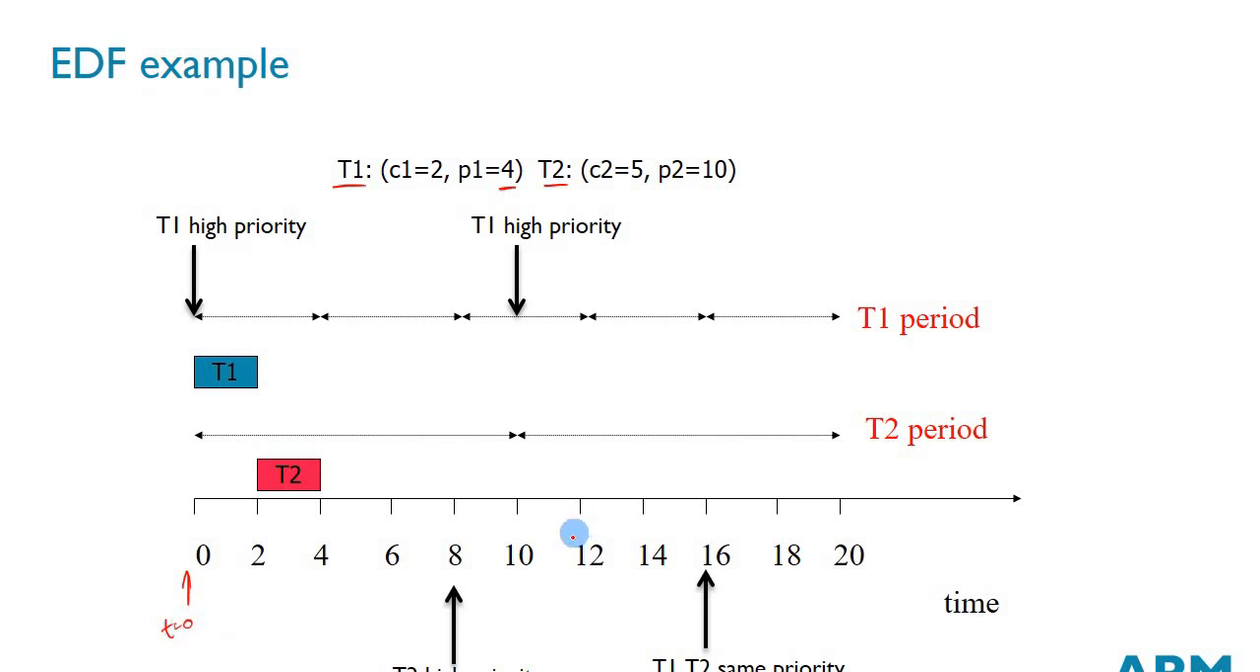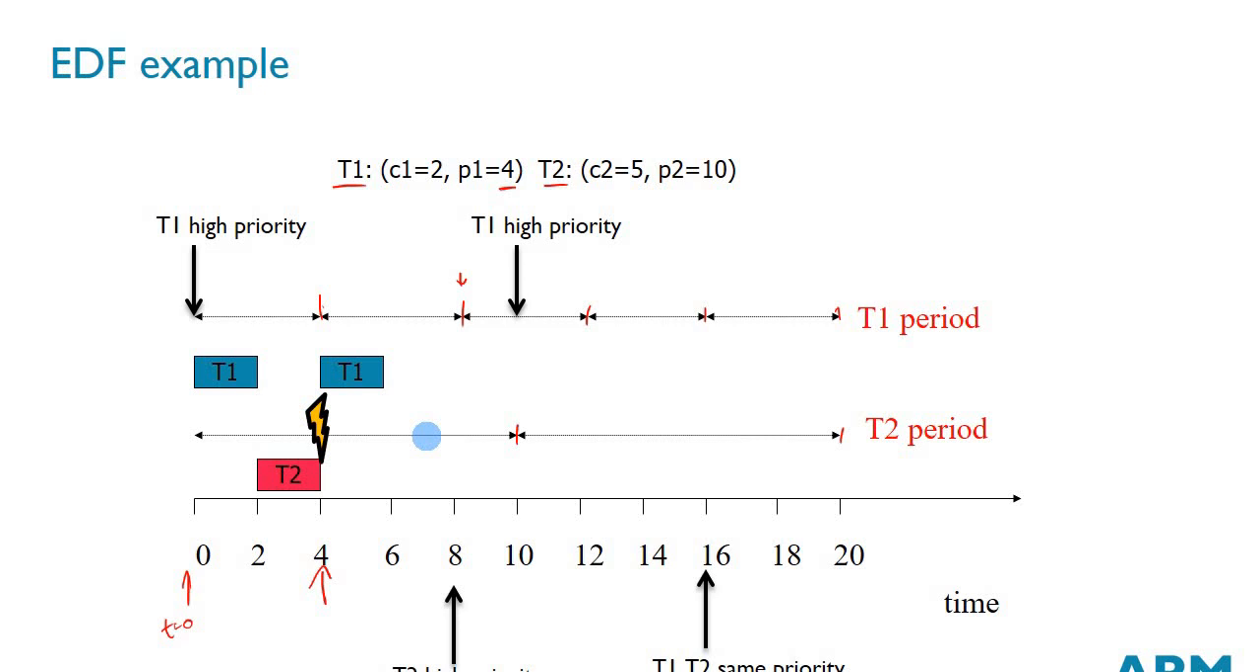Task 1 has a deadline every 4 units of time, as shown here, whereas task 2 has a deadline every 10 units of time. When task 2 gets to run, it will run for 2 units of time, and then at t equals 4, task 1 will have another iteration of its period. Since task 1's deadline comes before task 2's deadline, task 1 will have a higher priority, so it will preempt task 2 to run first.